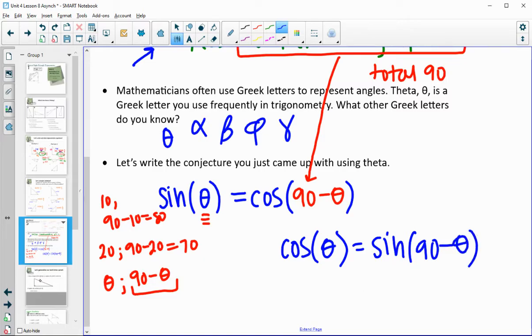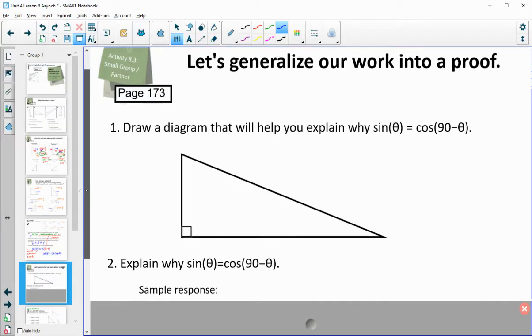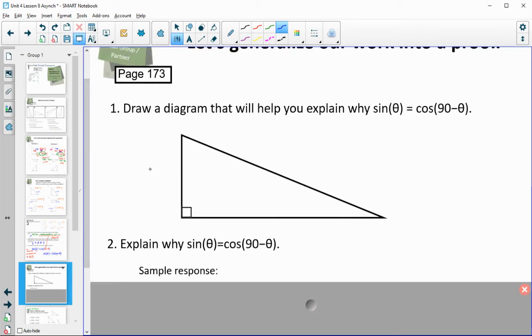So let's take a look. So turn the page or go to page 173. And we're going to try and write a proof for this. Okay, so you're going to generalize that. Why does that work? Why is it seeming to work? Why will it always work? So draw a diagram there to help you. In number 1, labeling the sides and the angles. Okay, and then so pause, try to draw a picture, and then come back and I'll help you.